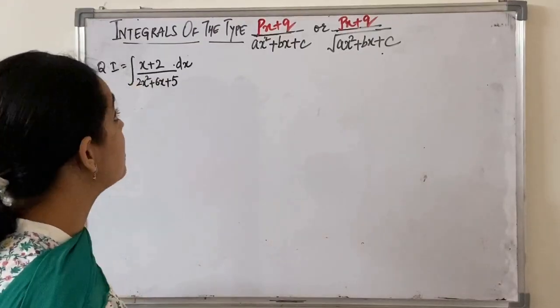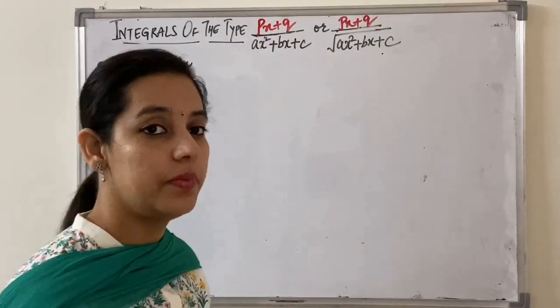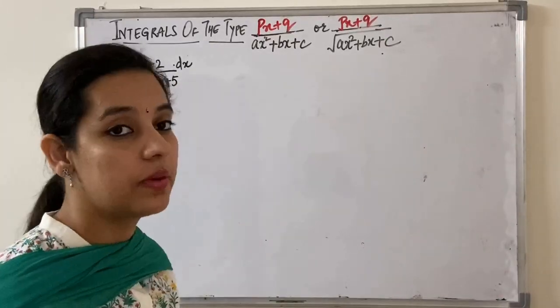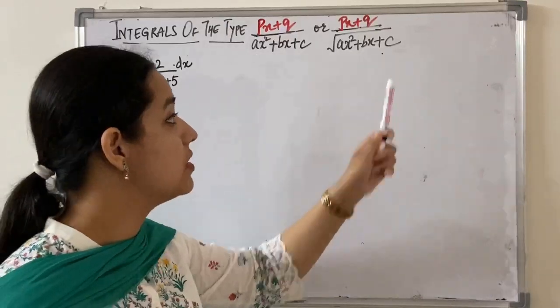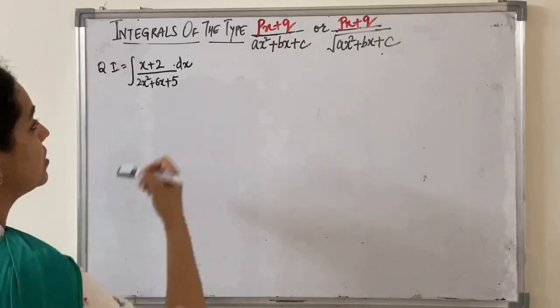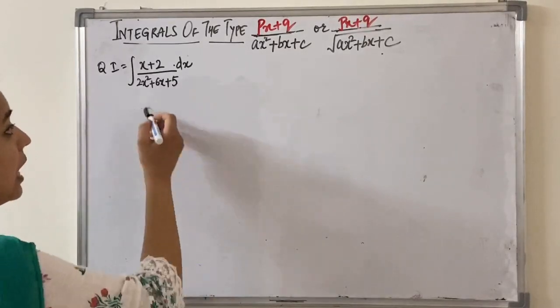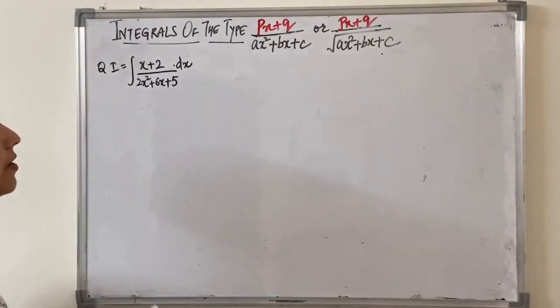So let us see another type of integral which has in the numerator the linear px plus q, and in the denominator the quadratic ax square plus bx plus c. It might be without a square root or with a square root. So what to do in these questions? Let us see one of the questions where the numerator is x plus 2, which is obviously a linear, and in the denominator we have the quadratic 2x square plus 6x plus 5.